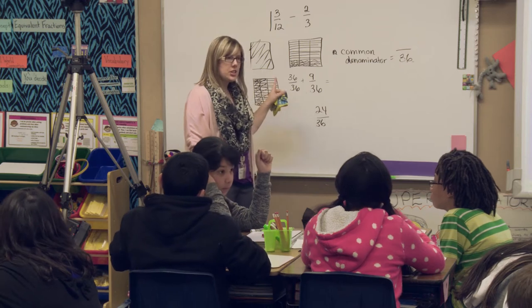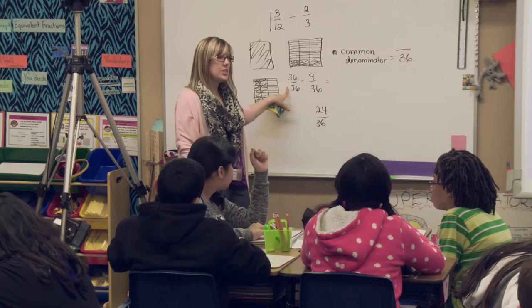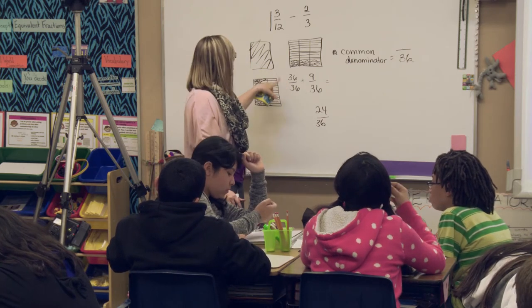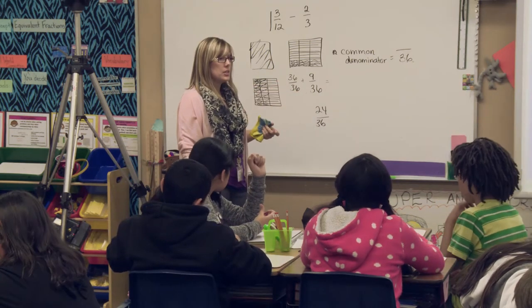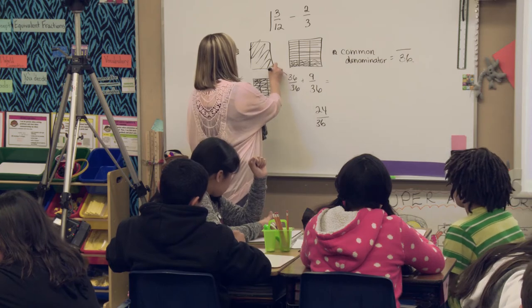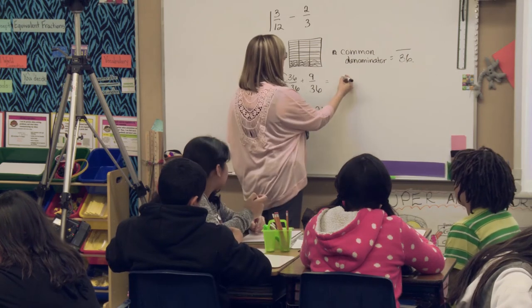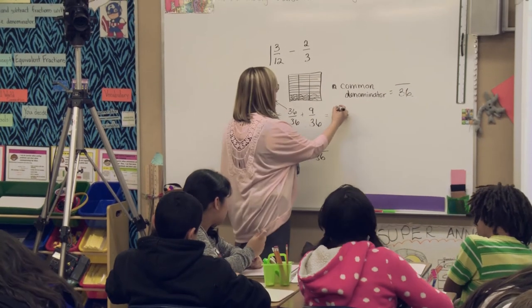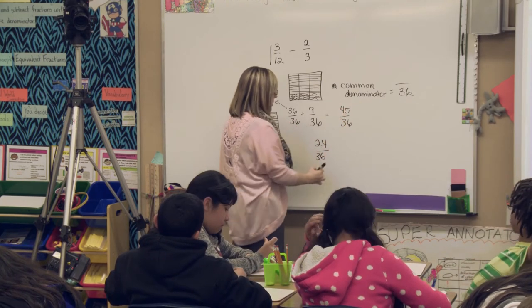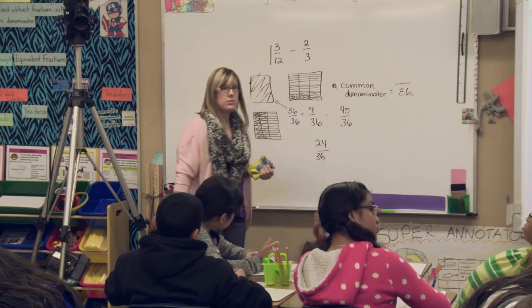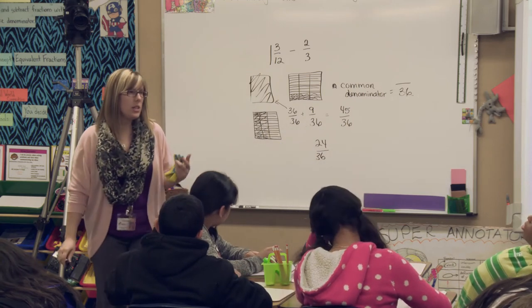I'm hearing your conversations. I heard you say 36/36 is equivalent to a whole because there's 36 total pieces and we have all 36 of them, so that's really one. So I'm gonna add those together to get my new fraction of 45/36. And now what can I do with my 24/36? What can I do with it now?